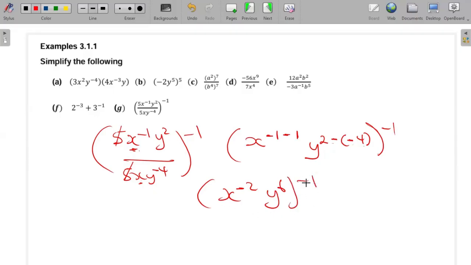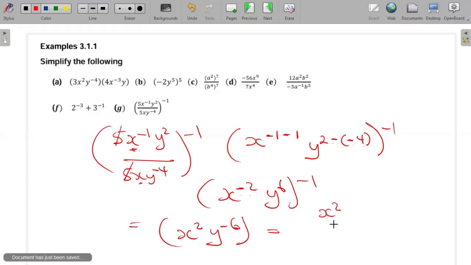I can multiply this negative 1 to each and every exponent there. So negative 1 multiplied by the negative 2 gives me positive 2. And the 6 multiplied by negative 1 gives us negative 6. And this is just going to be equal to x squared, then y to the power negative 6, like that.